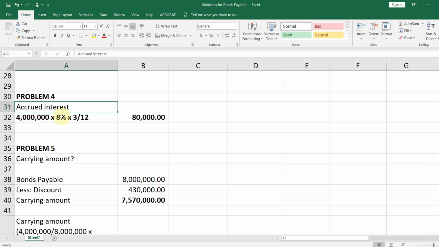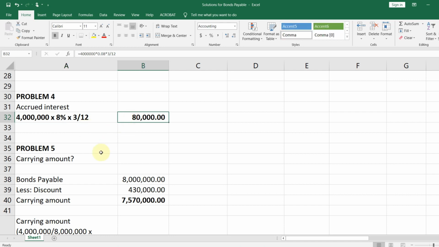So, you have October 1, November, December. Okay, so 3 months. So, compute natin. Face amount, 4 million times 8% times 3 divided by 12, you get 80,000 accrued interest payable.